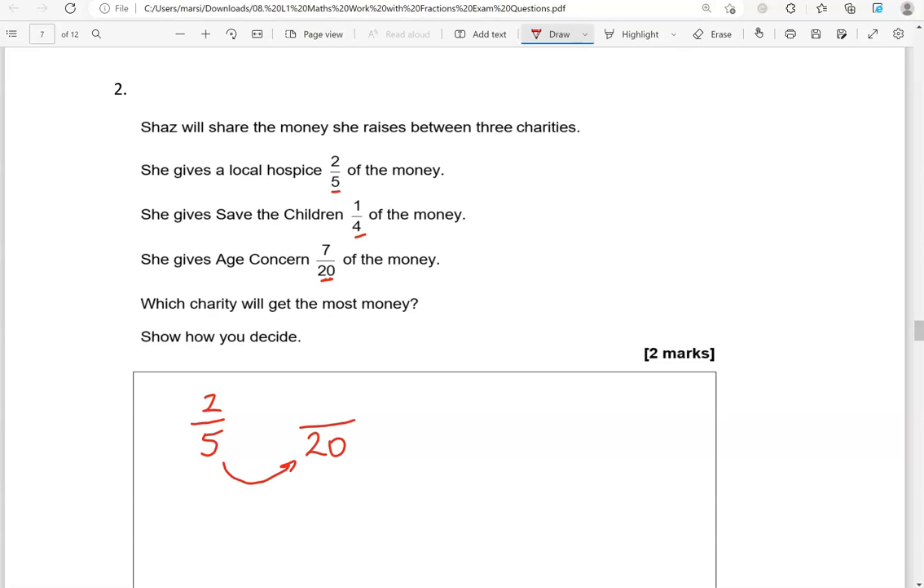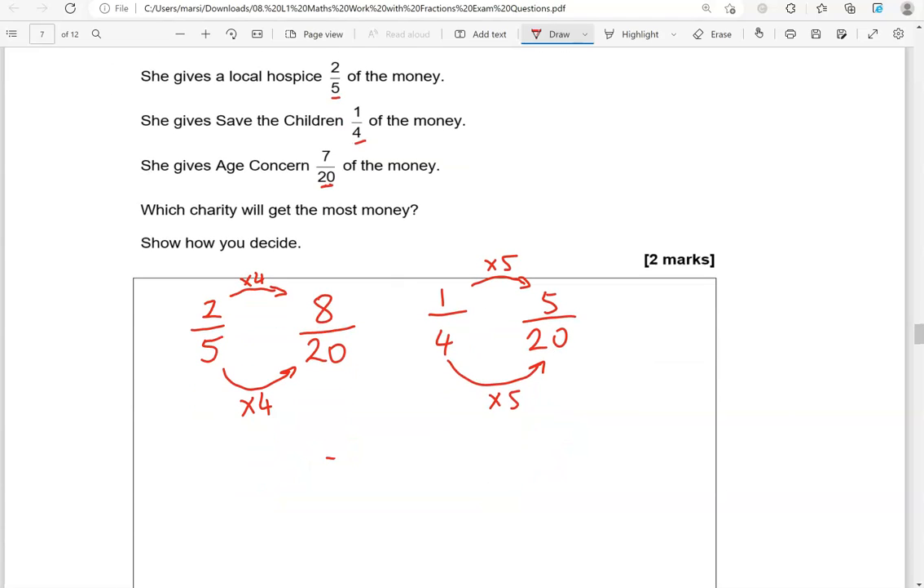So to get from 5 to 20, we multiply by 4, so we do the same to the top number. 2 times 4 is 8. 1/4, from 4 to 20, we multiply by 5, so we do the same to the top number, so that is 5. 7/20, that is already as we need it, with a denominator of 20 and comparable to the other fractions.